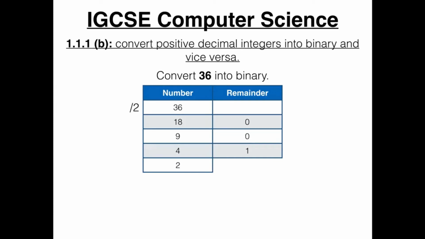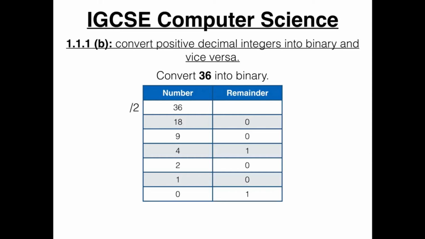So 4 divided by 2 would give us 2, remainder 0. And 2 divided by 2 would give us 1, remainder 0. And 1 divided by 2 would finally give us 0, remainder 1. So what do we do with this? Well, you'll notice the remainders, as I said, can only be 0 and 1. So there's our binary value. We read it from bottom to top to get 1, 0, 0, 1, 0, 0.